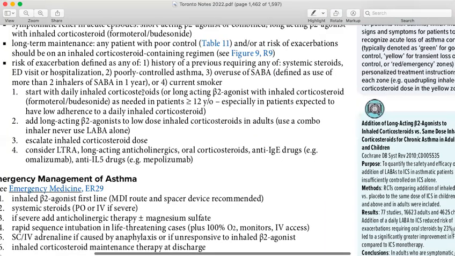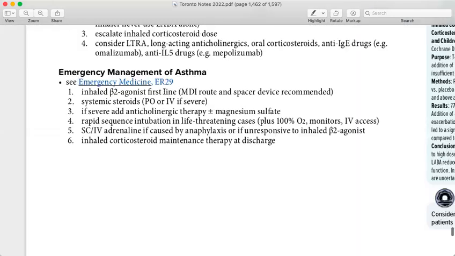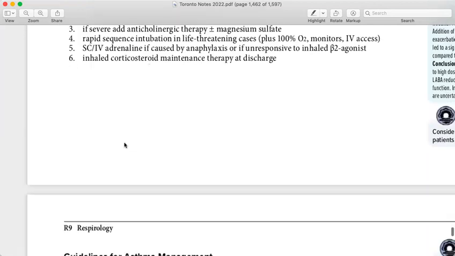Now coming to the emergency condition of asthma, you are going to start with the inhaled beta-2 agonist. First line is a metered-dose inhaler with a spacer device recommended. So that's why you need to know if the person is using it properly or not. Systemic steroids can be given, and if severe, add anticholinergic therapy and magnesium sulfate to prevent further exacerbation. Then rapid sequence intubation in a life-threatening condition. Subcutaneous or IV adrenaline can be used if there is anaphylaxis, then inhaled corticosteroid maintenance therapy.